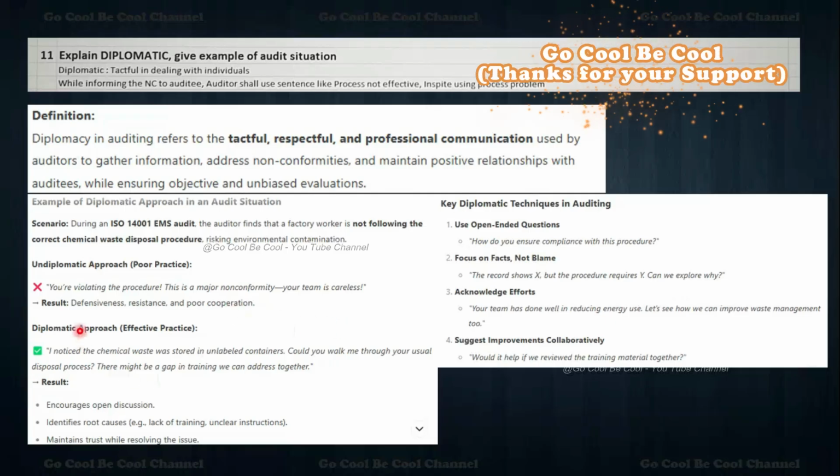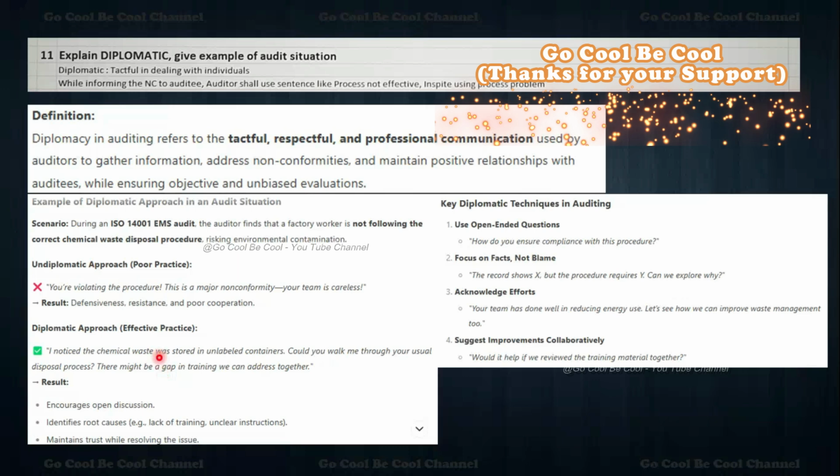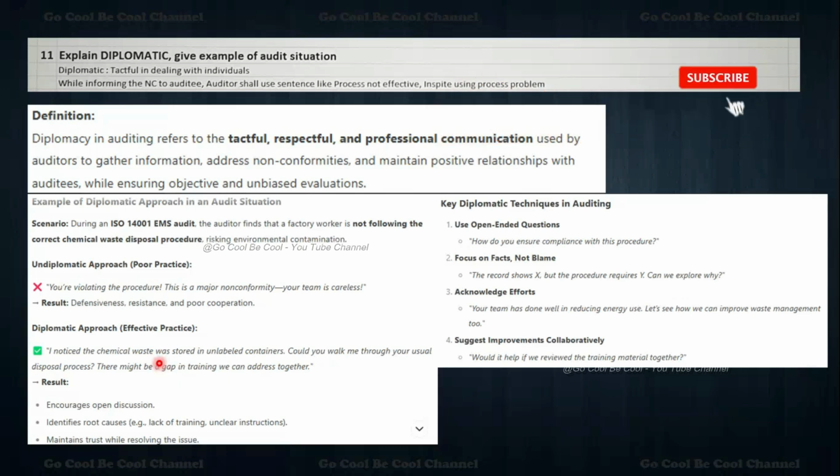The diplomatic approach, what is supposed to be the effective practice? "I noticed the chemical waste was stored in an unlabeled container. Could you walk me through your usual disposal process? So there might be a gap in training we can address together." The result encourages open discussion and identifies the root cause, for example lack of training or unclear instruction, and maintains relationships. So not to be rude enough to talk about all those kinds of things.